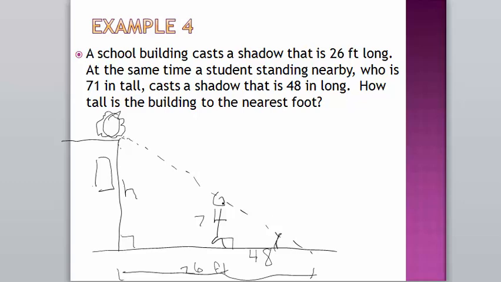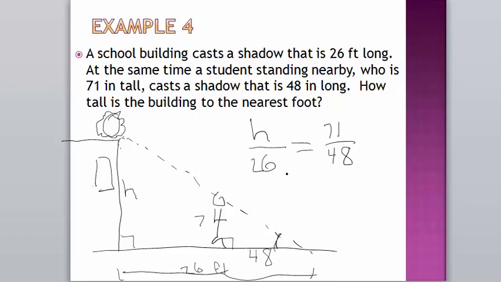The little right triangle created by the person, and the big right triangle created by the building are now similar by AA. So set up your proportion. The height of the building is to the length of the shadow, as the height of the person is to the length of his shadow.